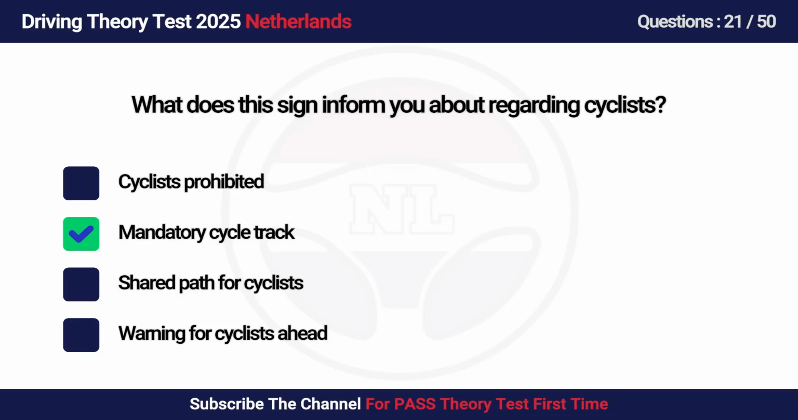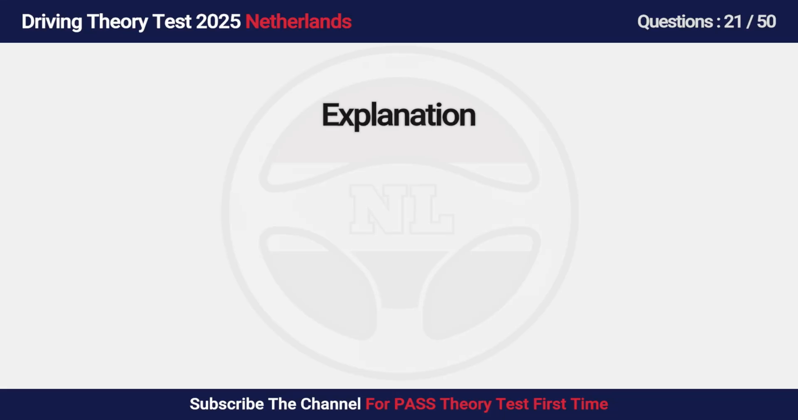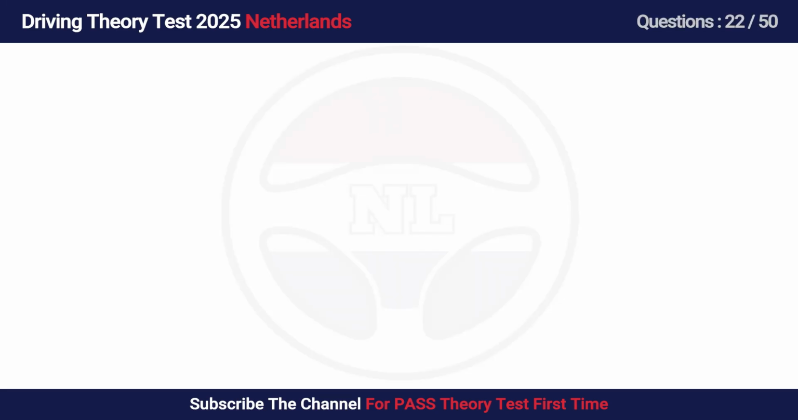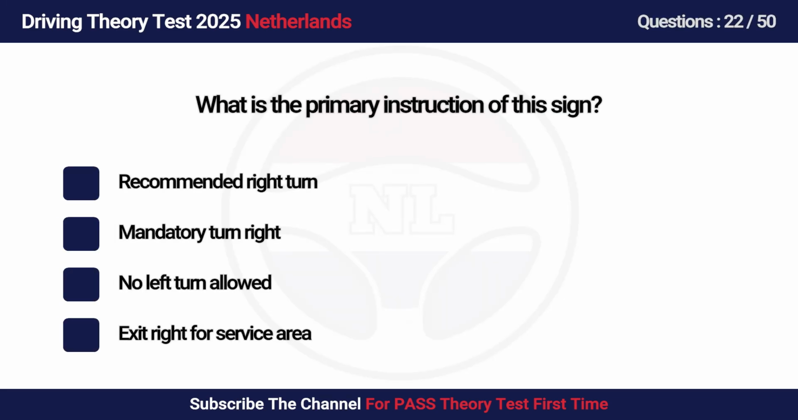Answer is B. Mandatory cycle track. This sign indicates a mandatory cycle track. Cyclists must use this path, and other vehicles are generally not permitted to enter or stop on it. Be aware of cyclists. Question 22. What is the primary instruction of this sign?